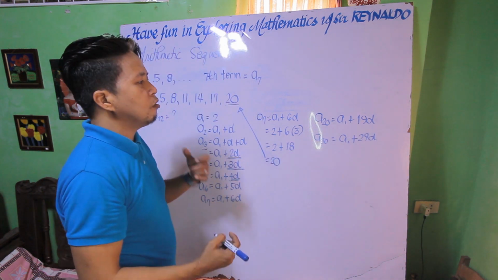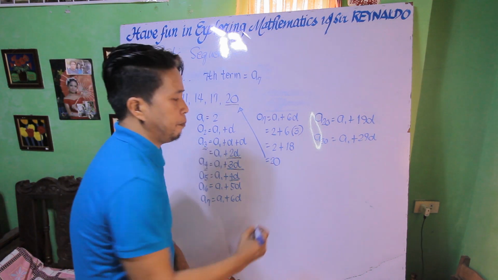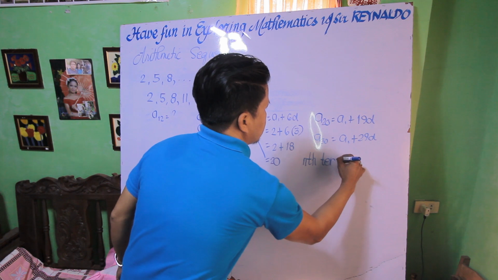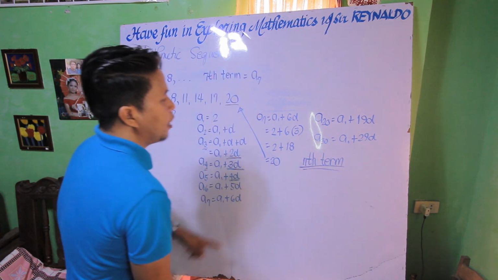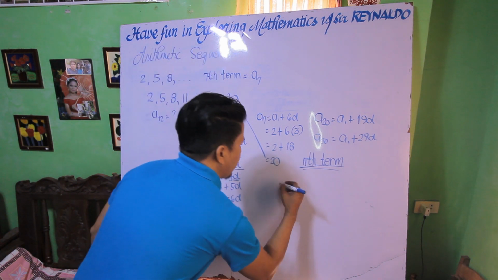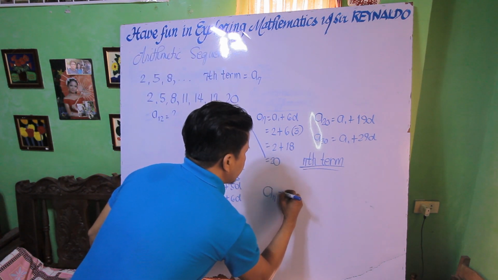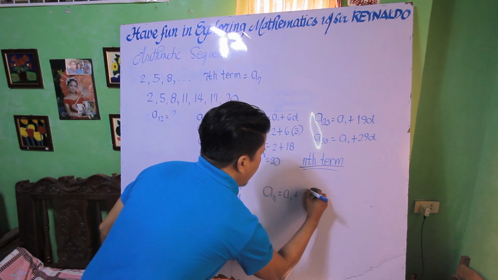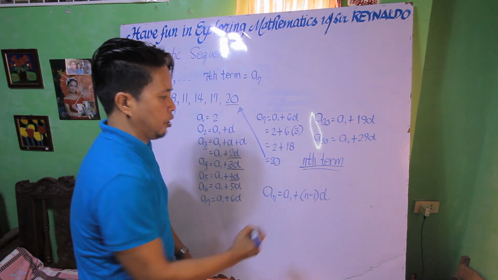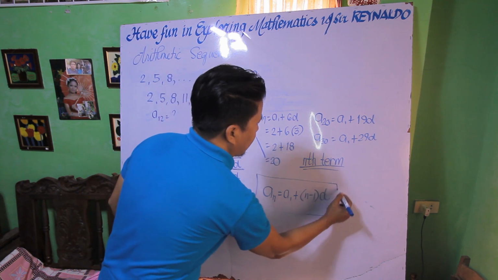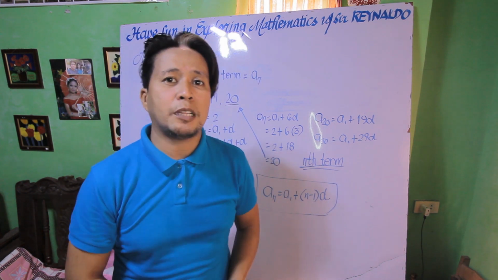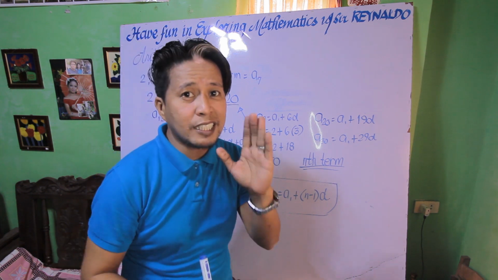Eh paano kung nth term? Nth term ang kukunin natin. So sa nth term, dahil ang sabi natin, lagi natin lang binabawasan ng isa. So magiging a sub n is equivalent to a sub 1 plus n minus 1 times the common difference. Ito ngayon ang gagamitin natin to solve for any nth term of an arithmetic sequence. Okay, let's have some more examples.